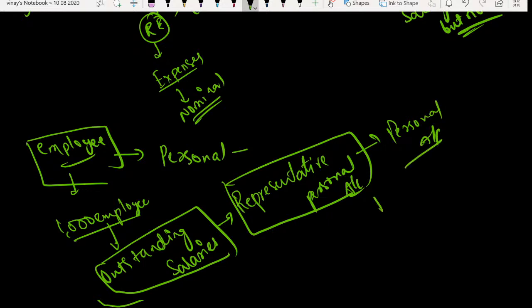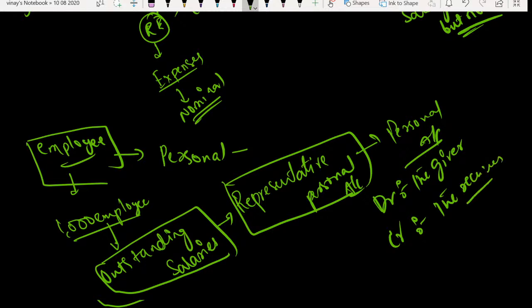So what is the rule for personal account? Debit and credit. Debit the giver, credit the receiver. And salaries is an expense, as we say. So the rule: debit expenses and losses, credit incomes and gains.